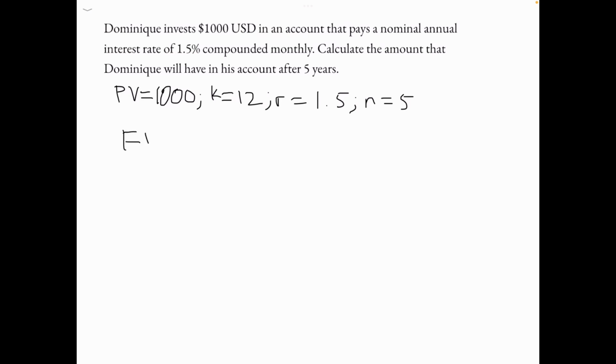So FV is equal to 1,000 times (1 plus 1.5 over 100 times 12) to the power of 12 times 5. Now we can plug this into our calculator.